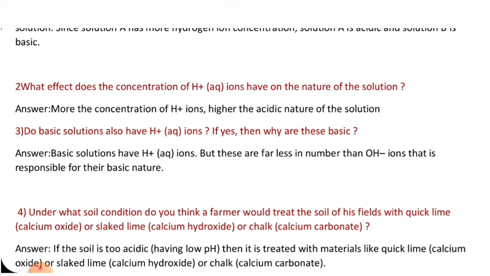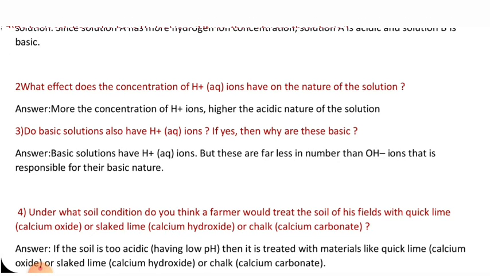Third one, do basic solutions also have hydrogen ions? If yes, then why are these basic? Answer. Basic solutions have hydrogen ions, but these are far less in number than hydroxide ions that are responsible for their basic nature.